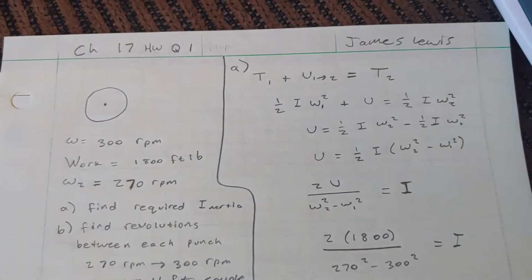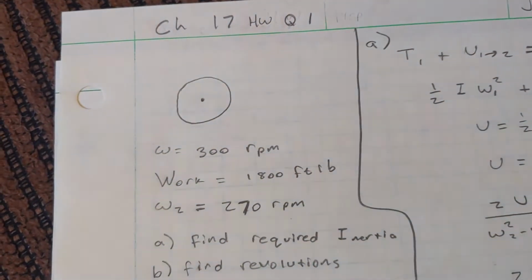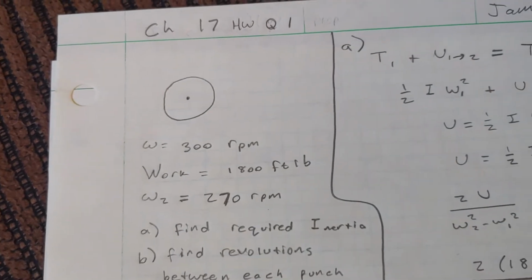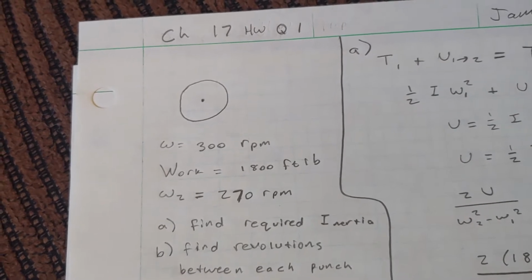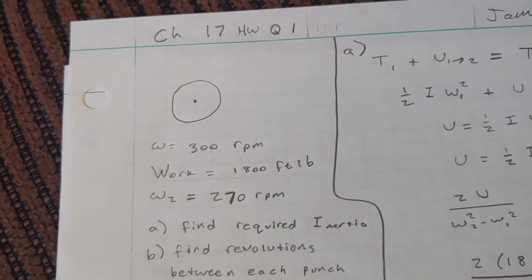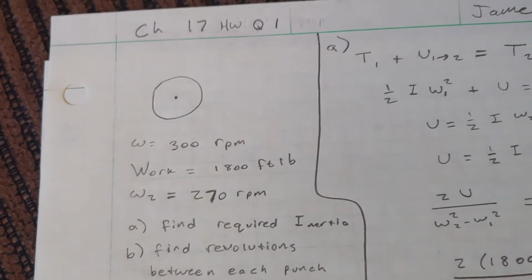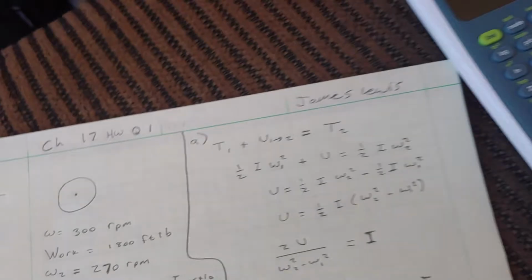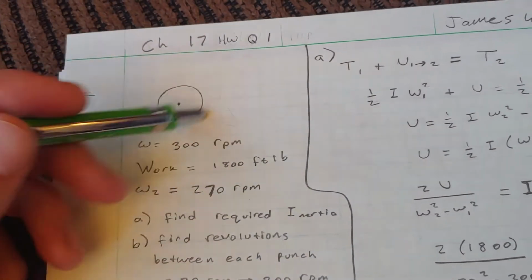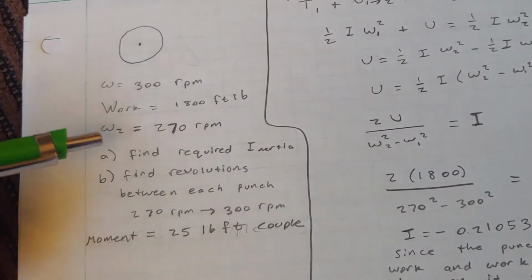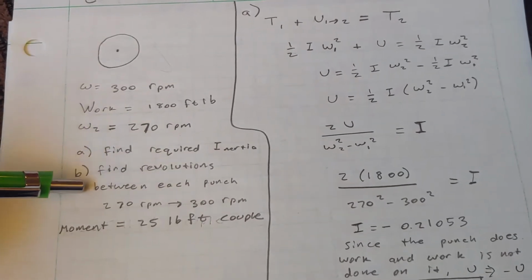So we start out with our givens. We have our flywheel, which there isn't very much to do in our free body diagram, but we've got a velocity of 300 RPM. We've got 1,800 foot-pounds of work on it, and we have a final speed of 270 RPM. Obviously all of that is just happening all around the perimeter of the flywheel. Again, that's why I said there's really not much to do here in this free body diagram. Anyway, we're supposed to find A, the required inertia, and B, the revolutions between each punch.